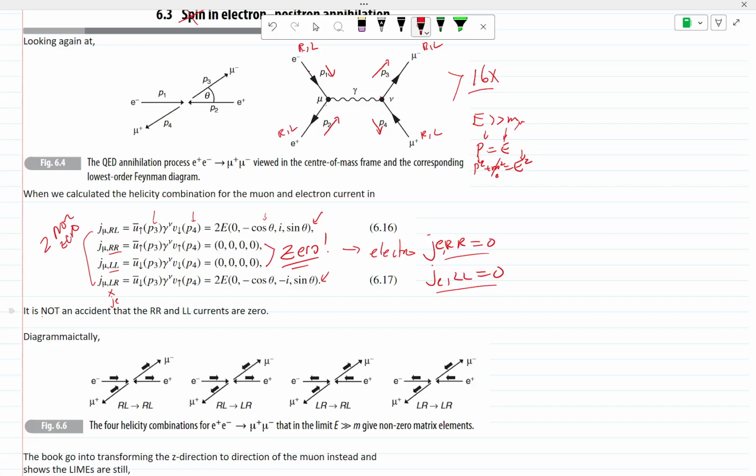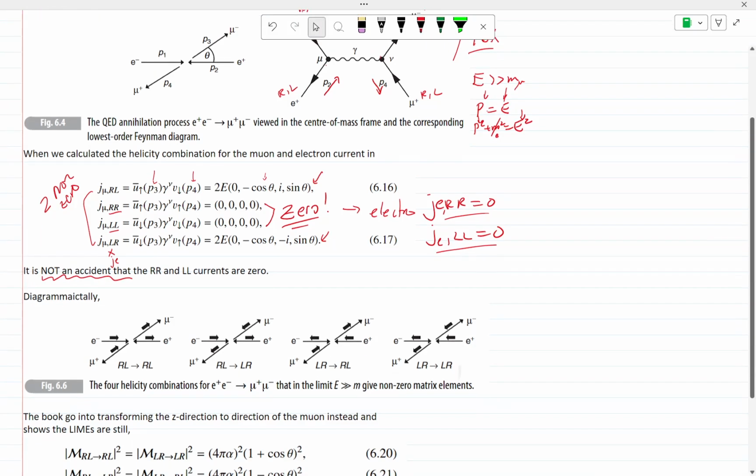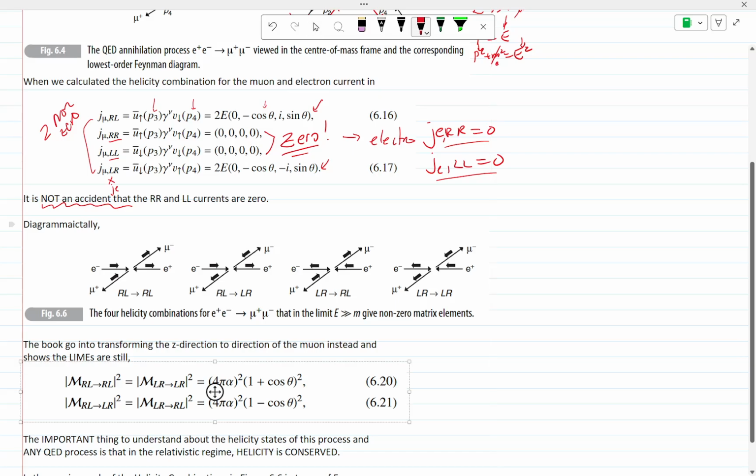Okay, but interestingly, it's actually not an accident that these right and left currents are zero. So remember diagrammatically, hopefully I spelled that right. I probably didn't spell that correctly. The diagram from 6.6, figure 6.6 here.